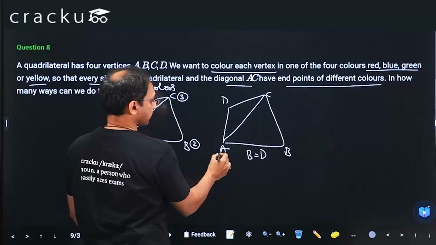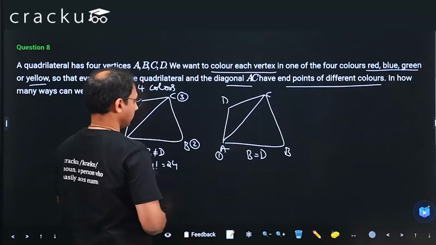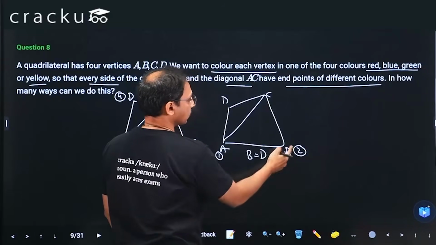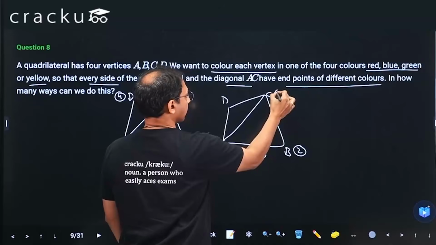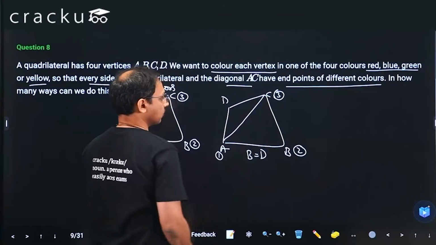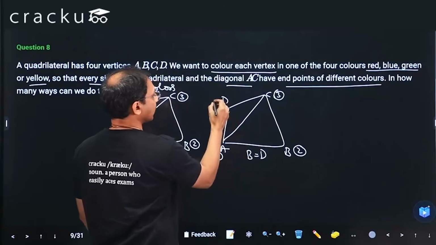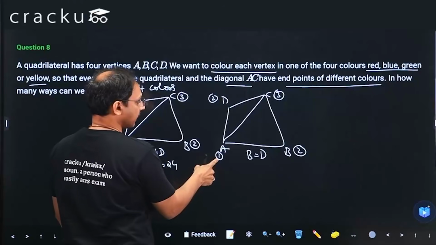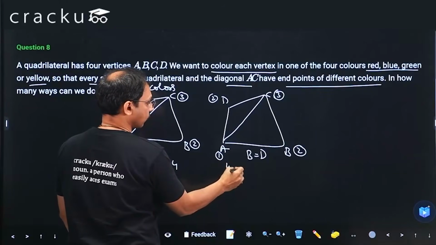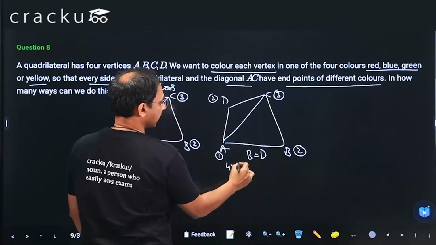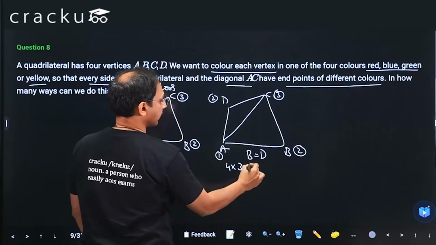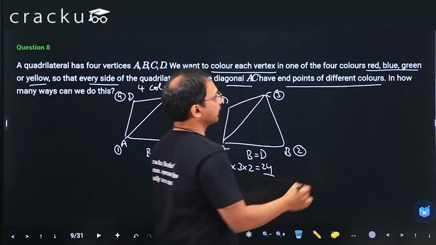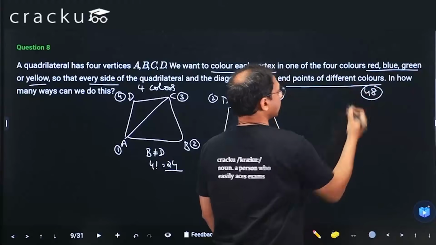Second case. A I can color with, let us say, color 1. B should be different. Let's say color 2. C should be different. Color 3, it should not be equal to A also. B should be same as D. So this color will come here and our condition is satisfied. So A's color I can select in 4 ways. B and D's color I can select in 3 ways. And C's color I can select in 2 ways, which is again 24. So total number of ways is 24 plus 24, 48. That's the final answer.